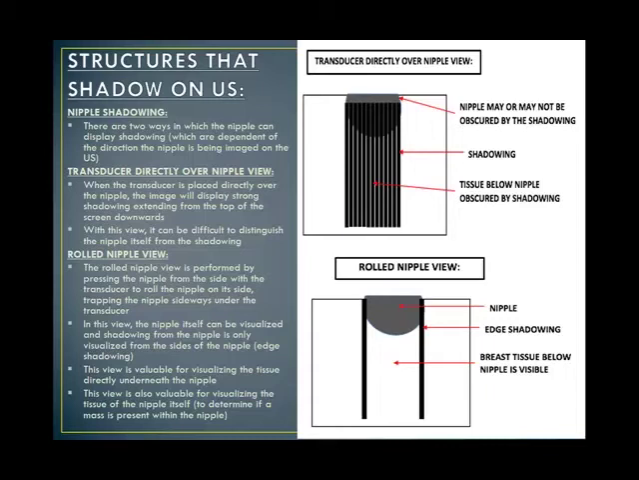If you roll the nipple over on the transducer, you can come at the nipple from a side view. We call that the rolled nipple view. We're rolling the nipple out of the way. In this case, you're going to have your nipple here, and you'll just have edge shadowing. So you can see the tissue below the nipple a lot. So when we're evaluating tissue below the nipple, we often use both views because we're trying to see this tissue.